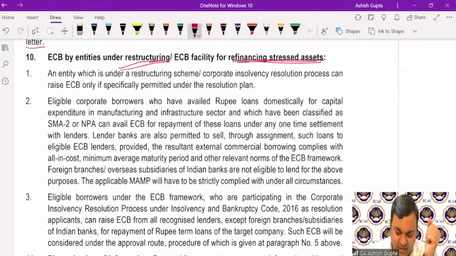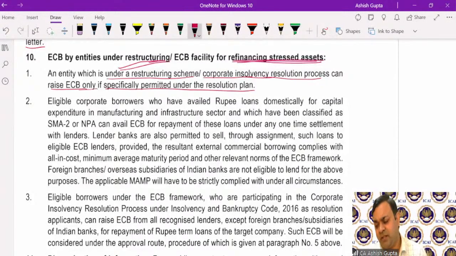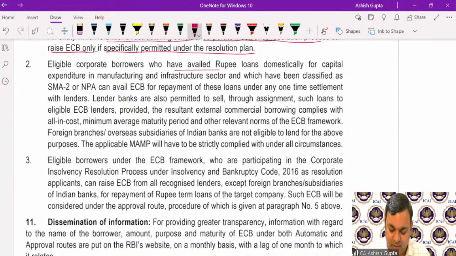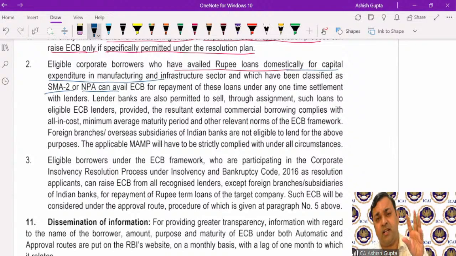An entity which is under a restructuring scheme or corporate CIRP process can raise ECB only if it is specifically permitted under the resolution plan under the IBC. If the resolution plan allows it, then you can raise ECB, no problem at all. Eligible corporate borrowers who have availed rupee loans domestically for capital expenditure in the manufacturing and infrastructure sector and which have been classified as SMA2 or NPA can avail ECB for repayment of these loans under one-time settlement with the lender.